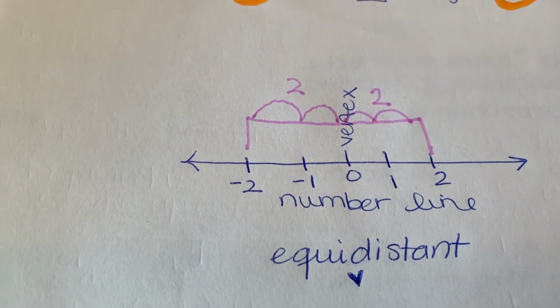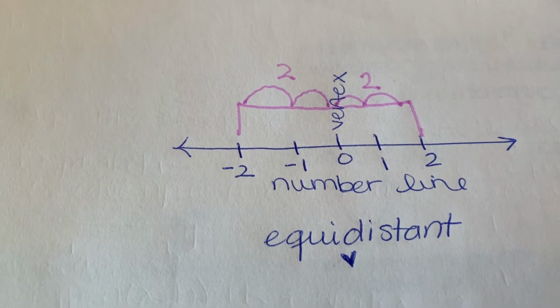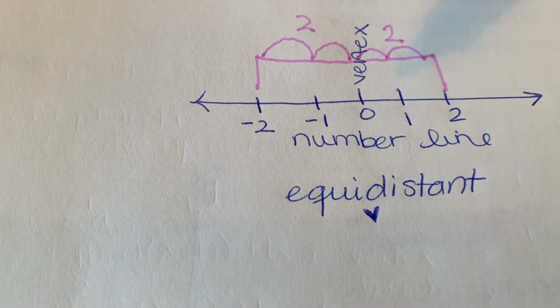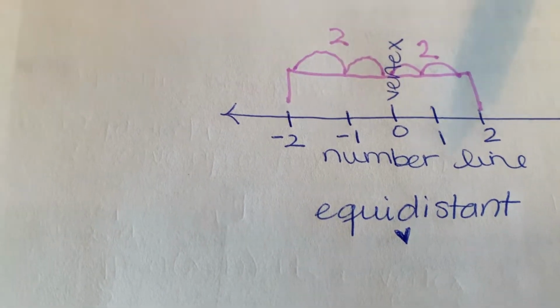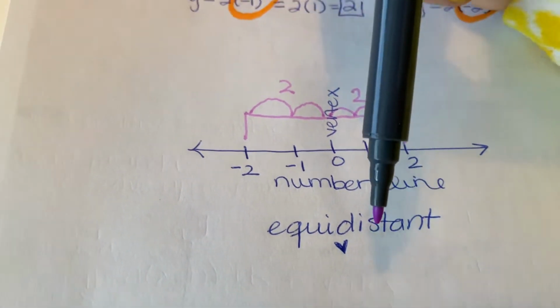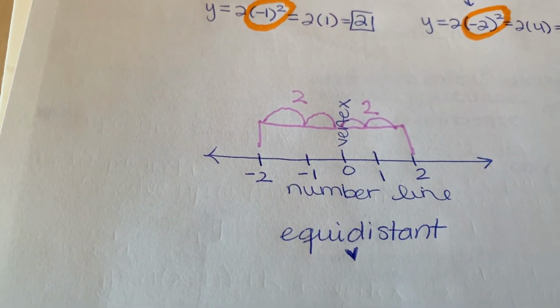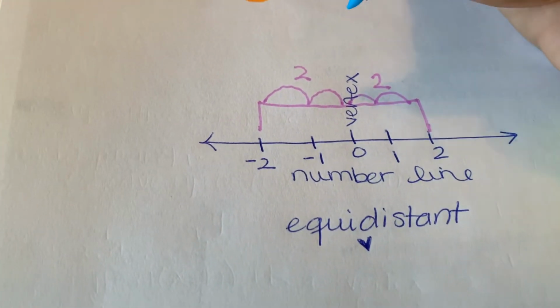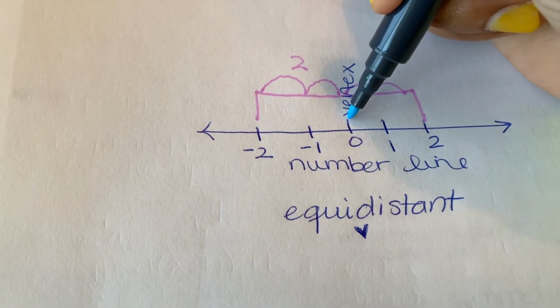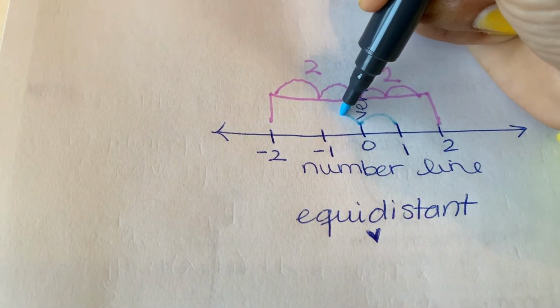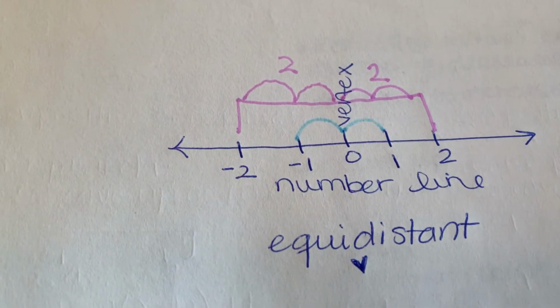Regardless of direction, positive or negative, to the right or to the left, +2 is 2 units to the right, and -2 is 2 units to the left. So they are equidistant. Now if I look at 1 and -1, 1 is 1 unit to the right, and -1 is 1 unit to the left of 0.